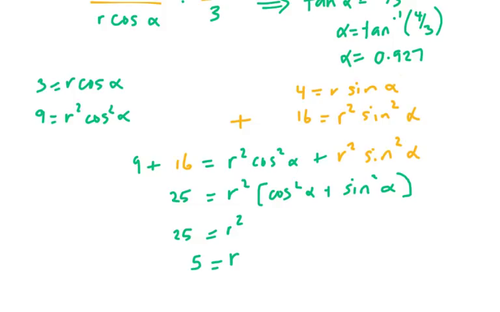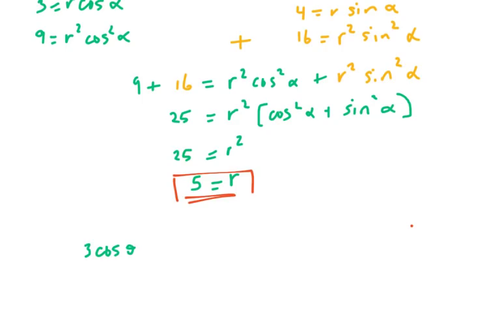So therefore now we have a value for r, which is 5, and we have a value for alpha, which is 0.927. So we can do what the question said, which is to put it in the form r times cos of theta plus alpha. So therefore, 3 cos of theta minus 4 sin theta is equivalent to r, which is 5, cos of theta plus alpha, which worked out to be 0.927. So this part has been completed.